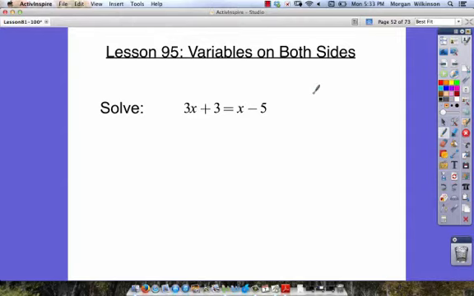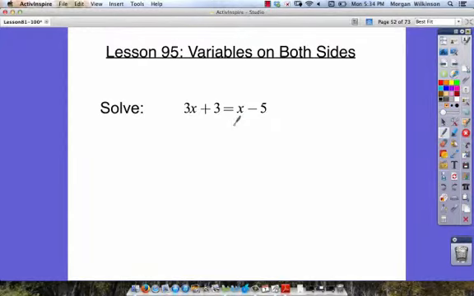Lesson number 95 today is called Variables on Both Sides. And when we have variables on both sides, the problem will look like this. We need to solve, meaning figure out what value of x we need in both of our x positions in order to make the left side of the equation equal to the right side of the equation. So now we have a variable on both sides of our equal sign.